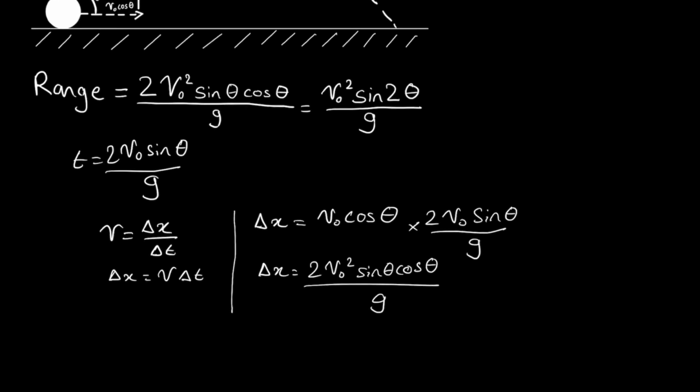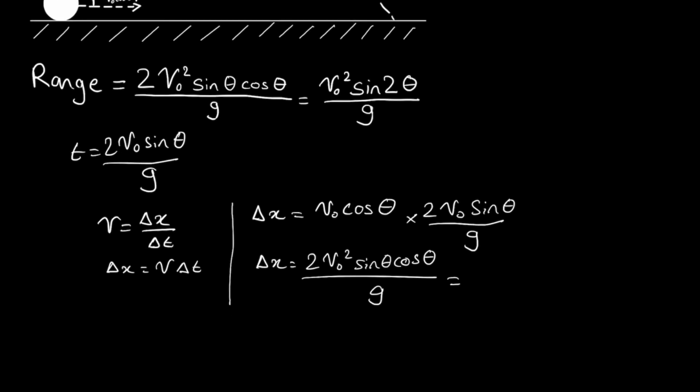Sometimes, however, you will come across this equation written as v0 squared sine of 2 theta over g. But this is the same equation rewritten because there is a trigonometric identity which states that 2 times the sine of theta times the cosine of theta equals sine of 2 theta.